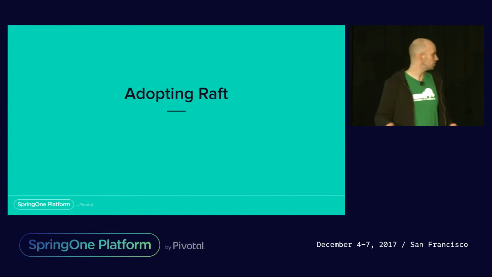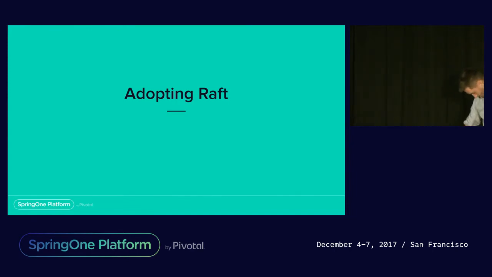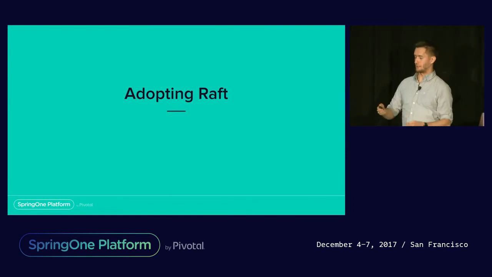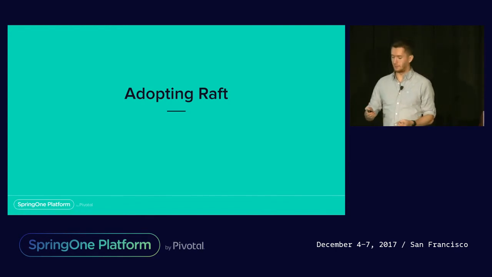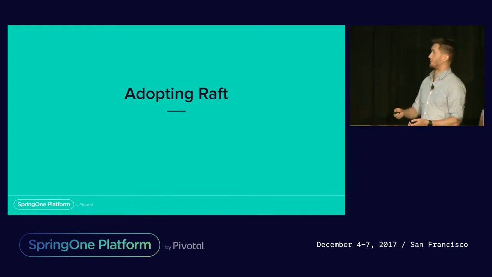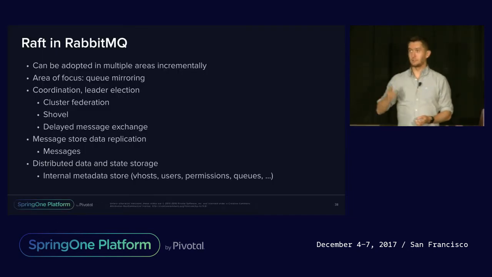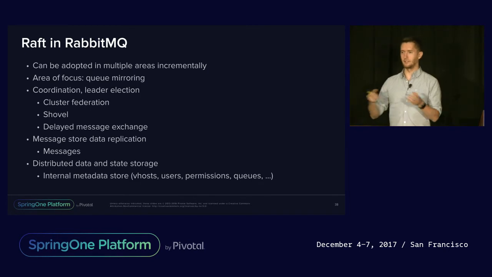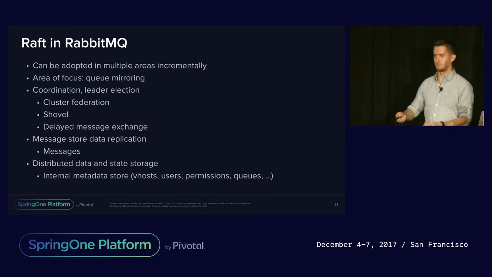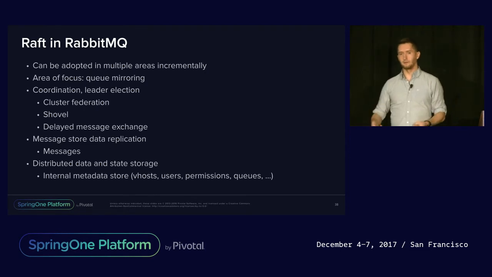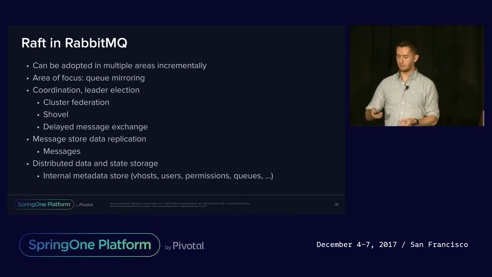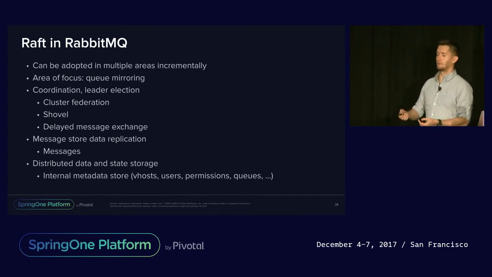Okay, so Michael, adopting Raft. Thank you, Karl. So now that we know the difference in a few areas, such as failure handling and parallelism, let's take a look at how we can use Raft in RabbitMQ. We have been working on this for maybe 9 to 10 months. We realized that there are multiple different areas in RabbitMQ which can benefit from Raft. They don't have to all release at the same time, so we can adopt it incrementally, which is a very good thing. Obviously, our area of focus is queue mirroring first and foremost, but there are several problems that come down to coordination and leader election in RabbitMQ.